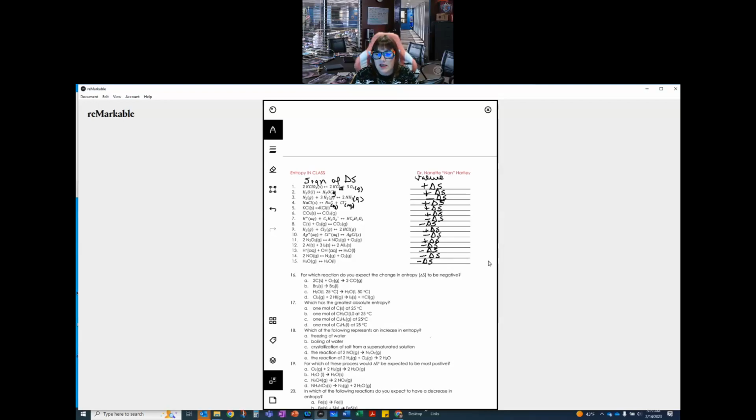Now, you should be able to find a table of delta H values or delta S values, and I don't remember if I have put one on D2L or not. Let me make myself a note.